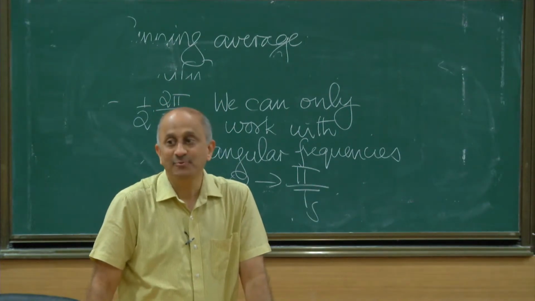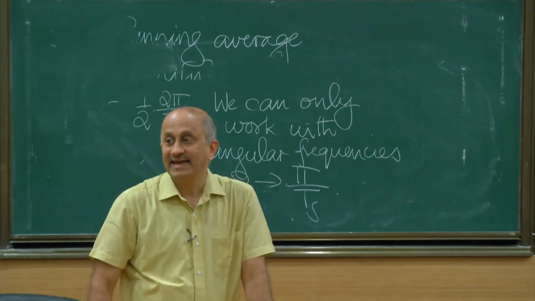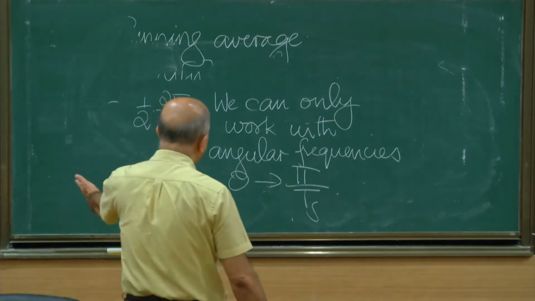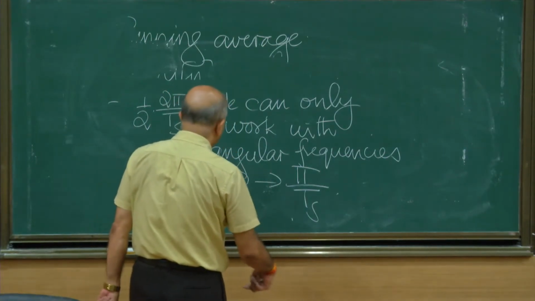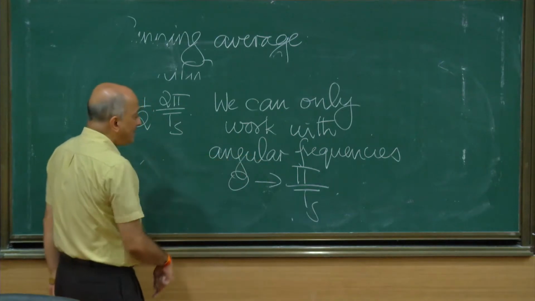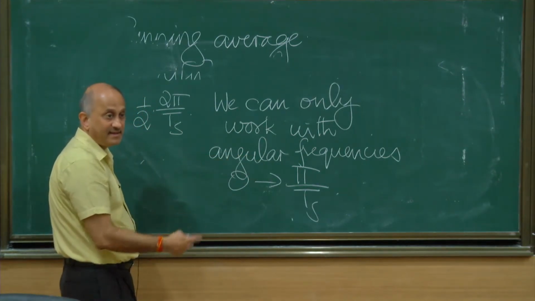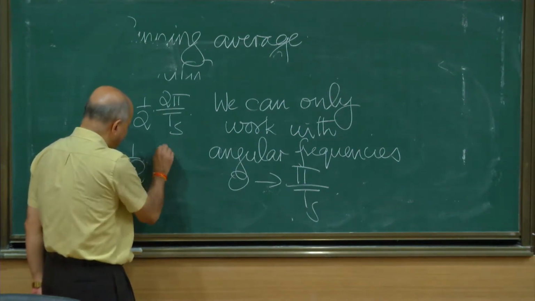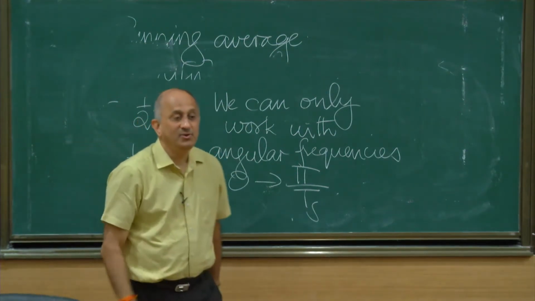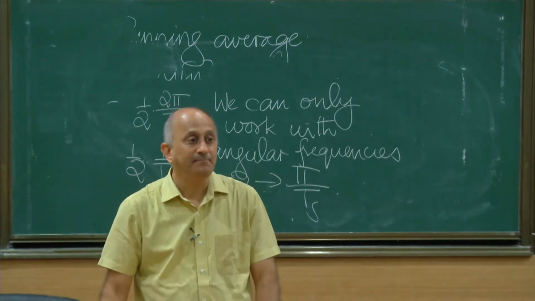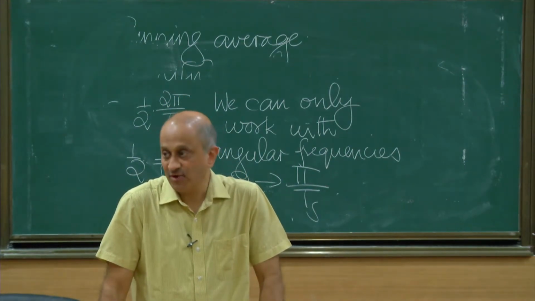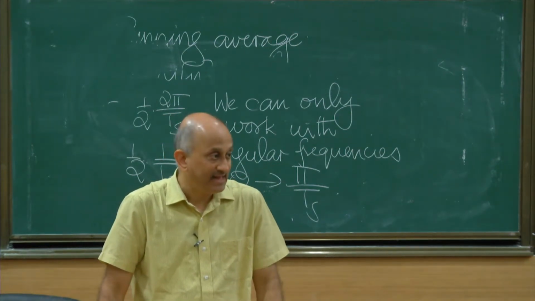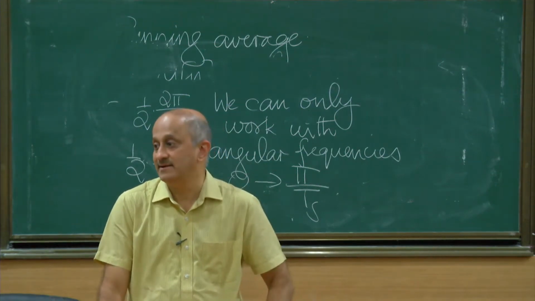So if I'm working with a discrete sequence, then I can only work with a finite range of frequencies. This range of angular frequencies is 0 to pi by Ts. If you look at the frequency in cycles per second, what would it be? It would be half of 1 by Ts. So as Rahul said, you cannot exceed half of the sampling rate in your sinusoid. The sine wave cannot exceed half the sampling rate in frequency for it to be distinguishable clearly.